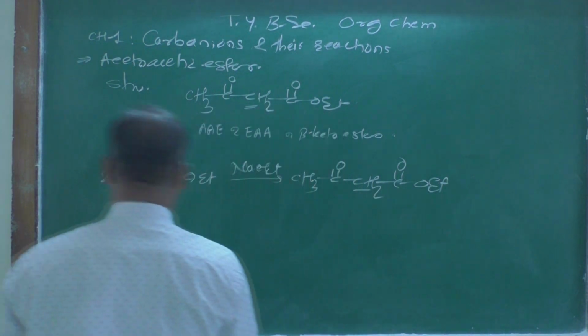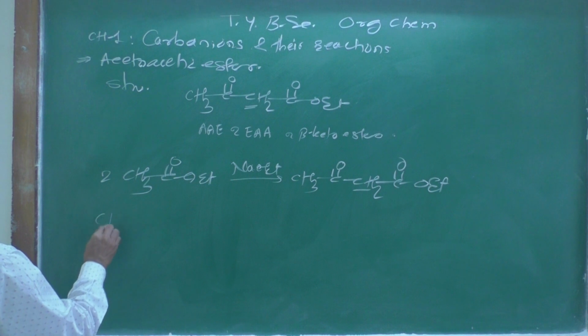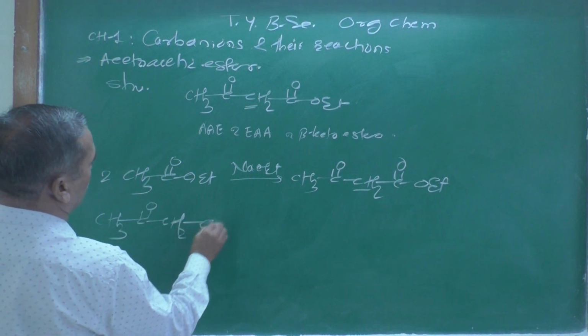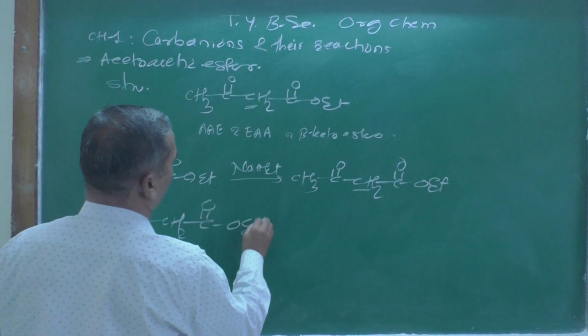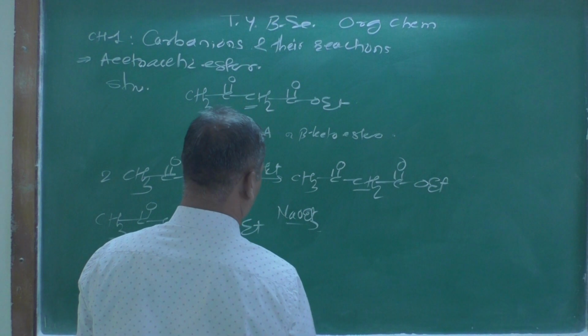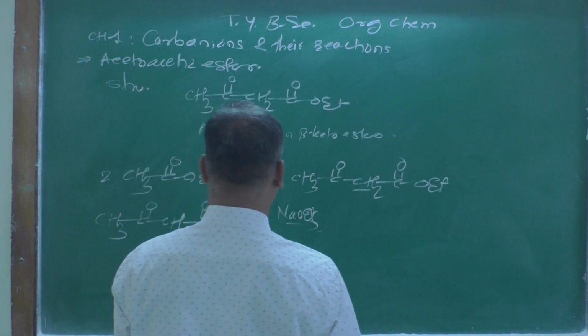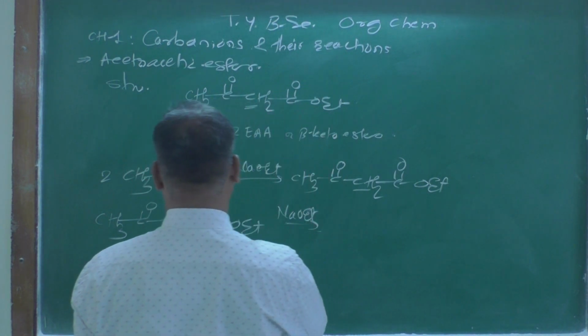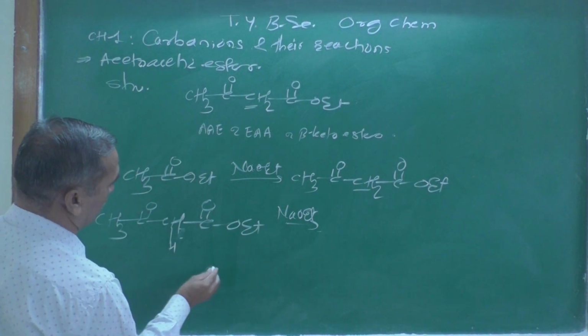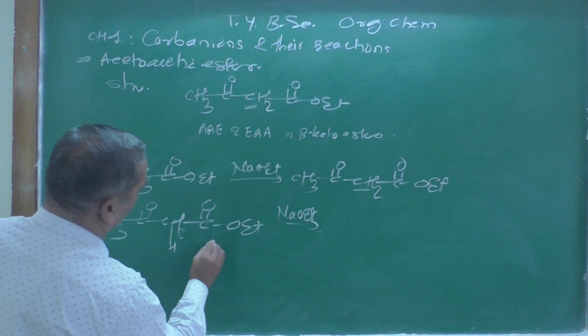Suppose this is the acetoacetic ester here, CH3 C double bond O, then CH2 C double bond O, OEt. If you use a base here, again sodium ethoxide, what it will do is abstract the proton from here like this. I am writing it for clarity.